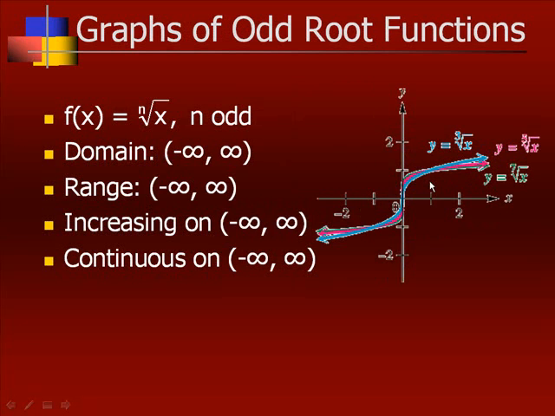Now for odd functions, f of x equals the nth root of x where n is odd. These are the third root of x, the fifth root of x, and so forth. And then we continue out in both directions. Now in all of these cases, the domain is all real numbers. The range is all real numbers. It's increasing on the entire graph, and it is continuous on the entire graph.